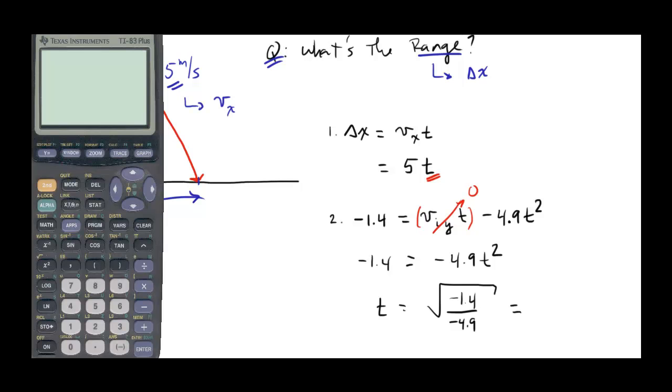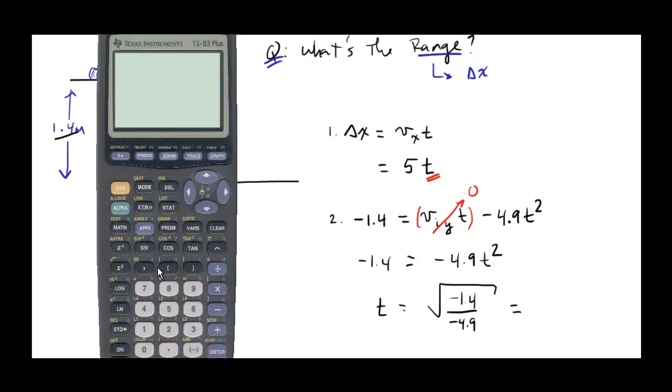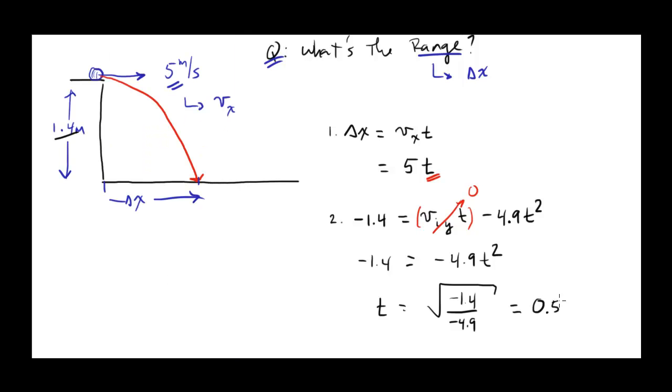Take out my calculator here, my handy calculator. Hopefully you can see this. I'm going to turn her on. Is that not working? Oh, there we go. Square root of negative 1.4 divided by negative 4.9. Of course, the negatives are going to go away. And I end up with a time value of, let's call it 0.53 seconds.